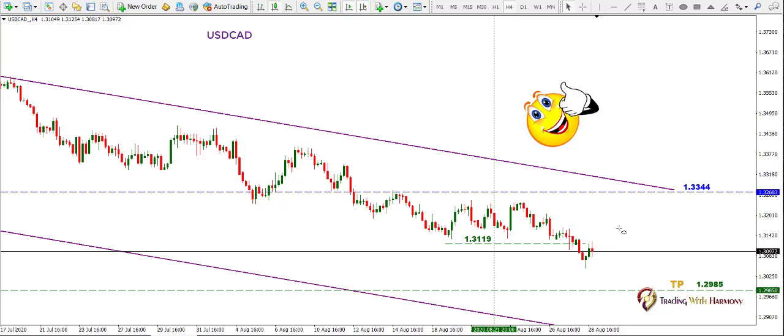So for this week then, what I'm looking for is for price to come back up into this level, and then to come down one more time and hit our TP, being the actual take profit at 1.2985 in the dollar Canadian.